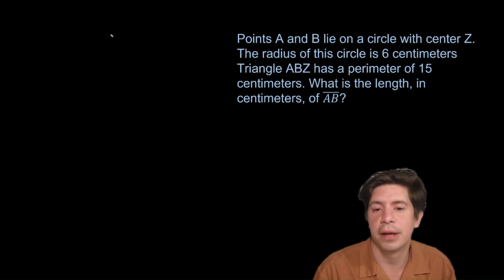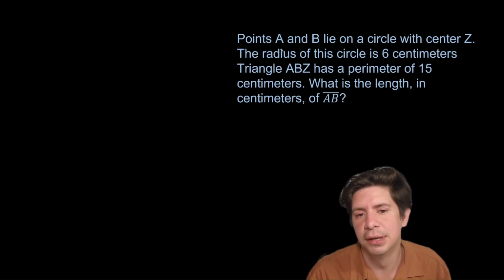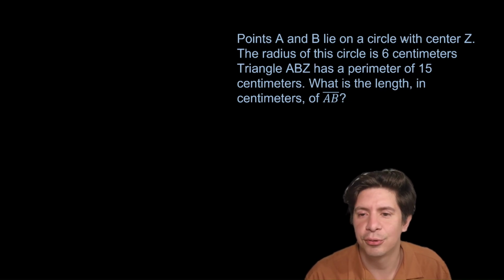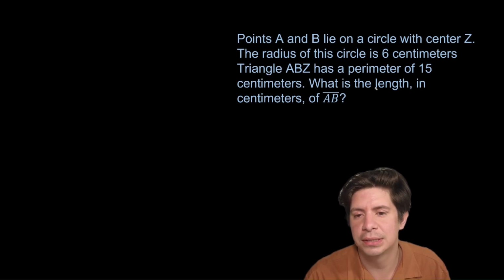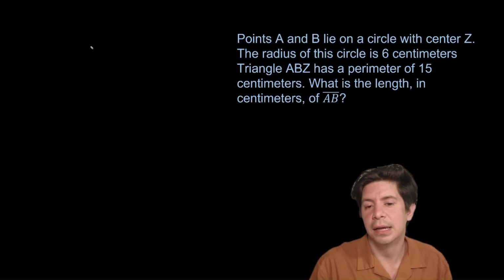So we're going to be doing this one here, which is a circle question. Points A and B lie on a circle with center Z. The radius of the circle is 6 centimeters. Triangle ABC has a perimeter of 15 centimeters. What is the length in centimeters of AB?